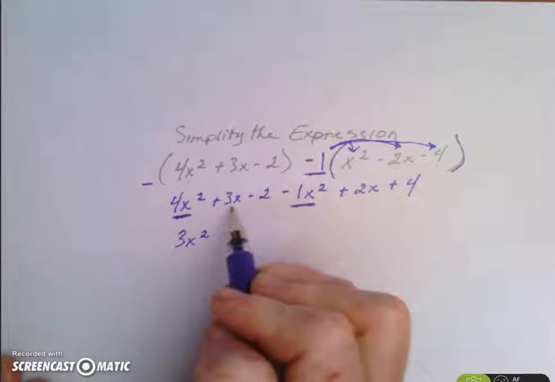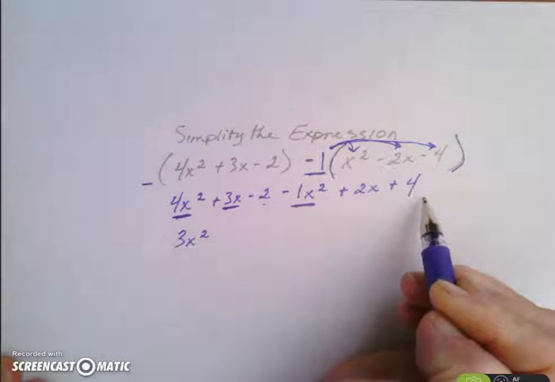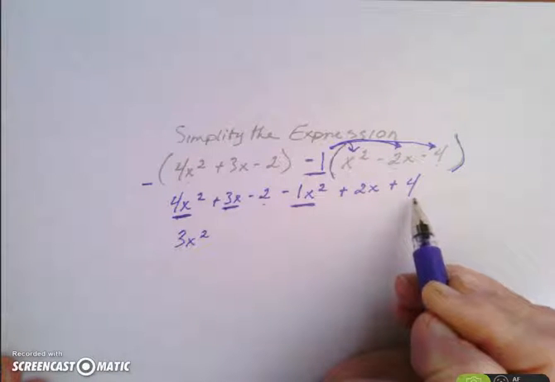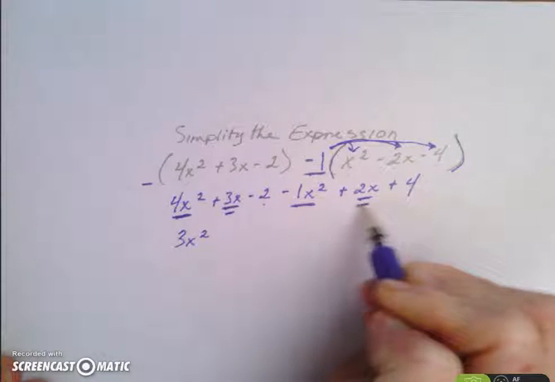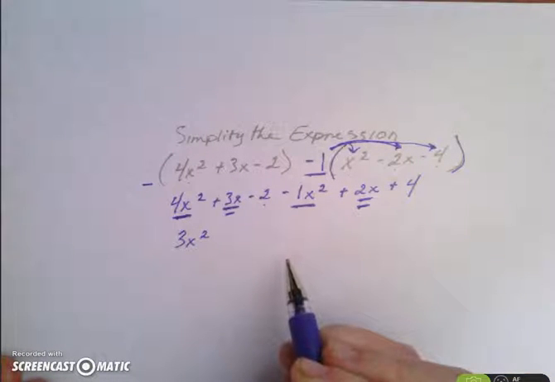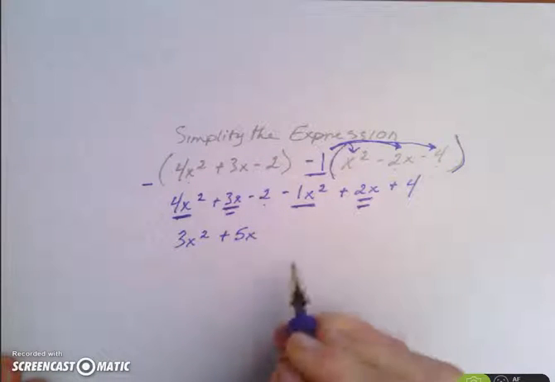We go to our next term, which is 3x, and then we go to our other terms to see if there is another 3x or another x term. And there is. There's a 2x. So we can combine 3x and 2x, which gives us 5x.